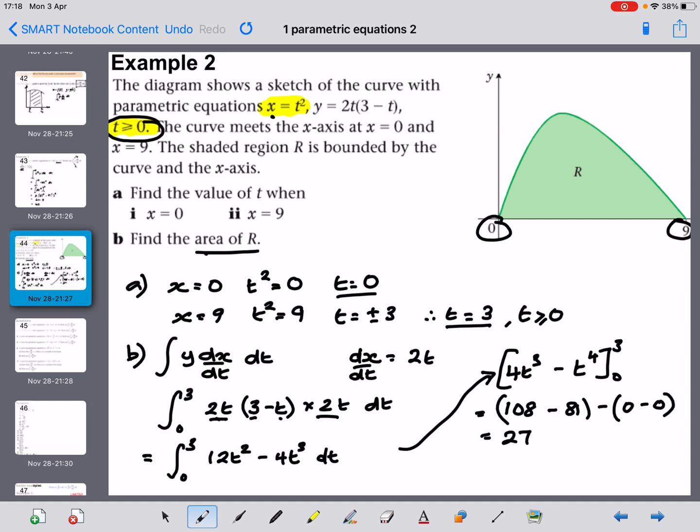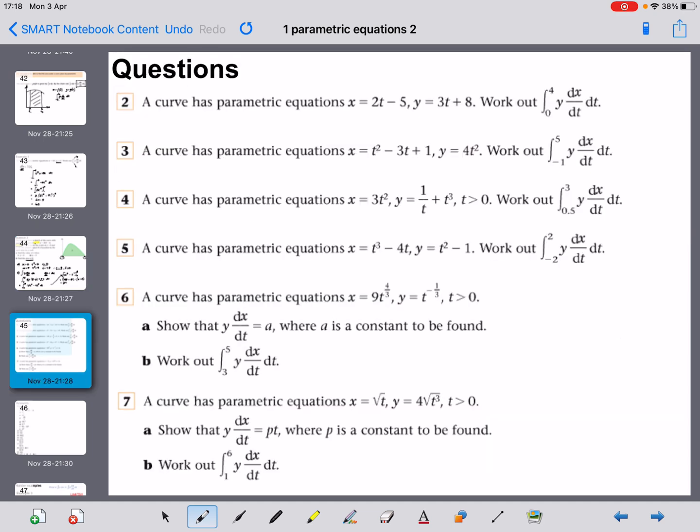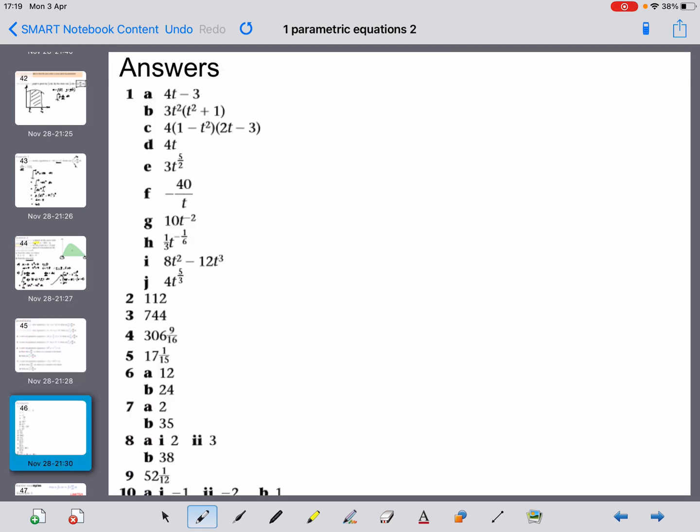Okay, in your notes booklet, you have those questions there. So before we have a look at anything more difficult, can you pause the video and have a go at the questions in your notes booklet? And then I'll show you the answers on the next slide. Okay, those are the answers there. So hopefully you've got those.